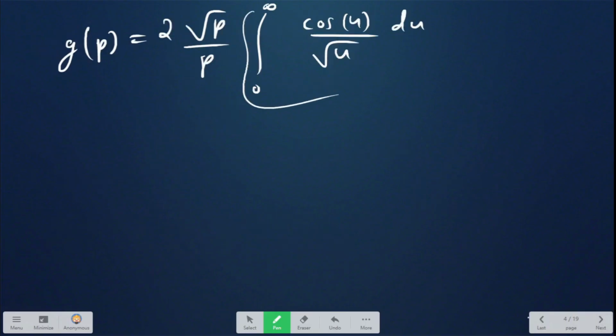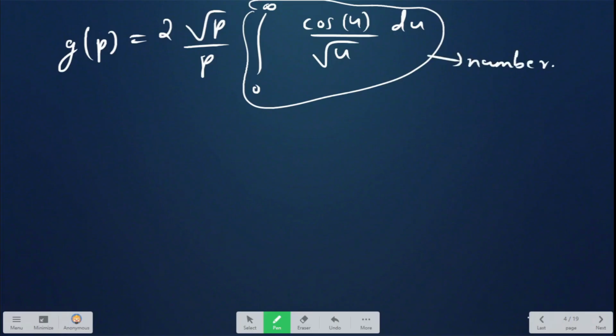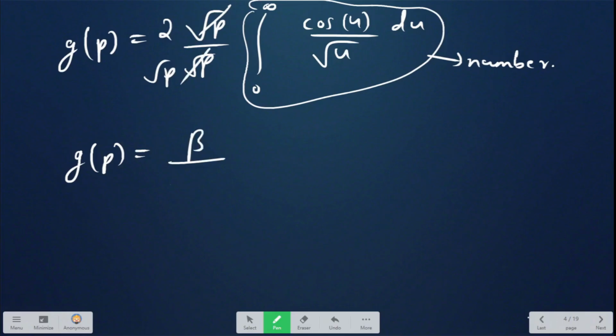Now this is a definite integral and it will produce a number. It is not depending on p, and we only need the dependence of p. Root p and root p get cancelled. Therefore we have g of p is equal to some constant divided by root p.